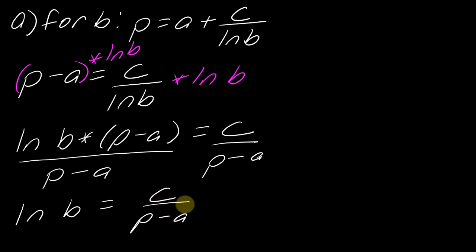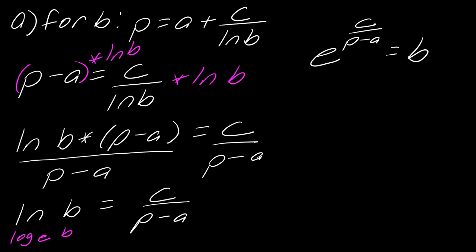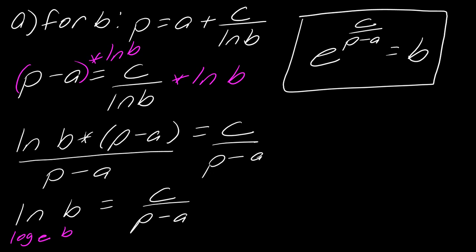If you think back to what strategies we use if we have a logarithm and a number, we just use the definition of the logarithm to rewrite this. Natural log means log base e of b. Those are one and the same. So to rewrite this expression using the definition of the logarithm, this would be e to the c over p minus a, that equals b. Kind of a wacky looking answer, but that's what it is.